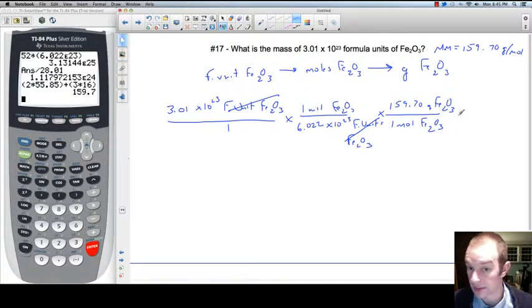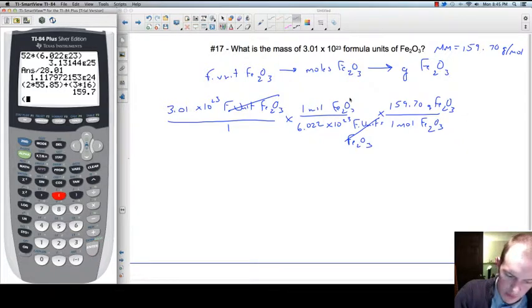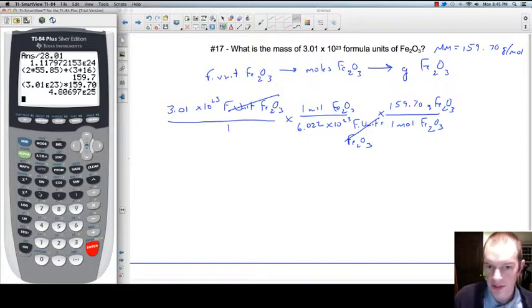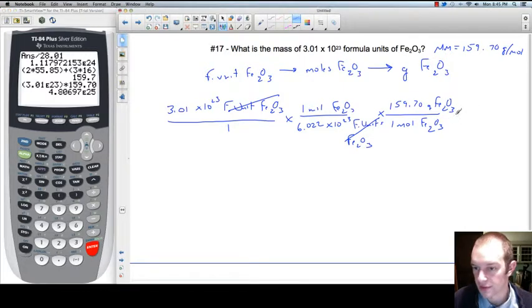So now we're going to clean up our arithmetic. We're going to do 3.01 times 10 to the 23rd. So again, open parentheses, 3.01 times 10 to the 23rd, second E, 23. We'll close those parentheses because that scientific notation is all set. And we're going to say times 159.70, enter. And the total for our numerator is 4.81 times 10 to the 25th grams of Fe2O3, but it should make sense that that's way too high.